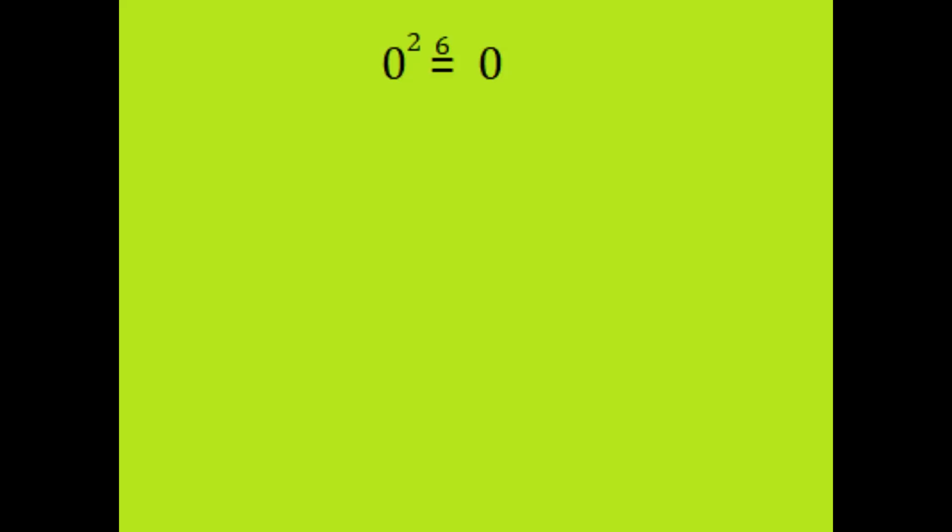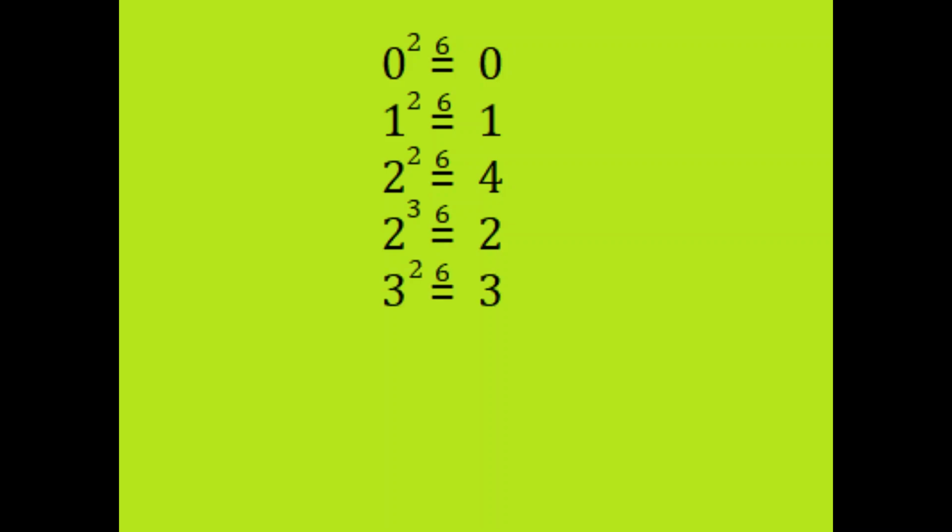What about 6? Does 6 work? It's not prime. 0 squared is 0. 1 squared is 1. 2 squared is 4. 2 times 4 is 8. 8 base 6 is 2. So it only takes a cube there. Then 3 squared is 9. Base 6, that's 3. So it just takes squared again.